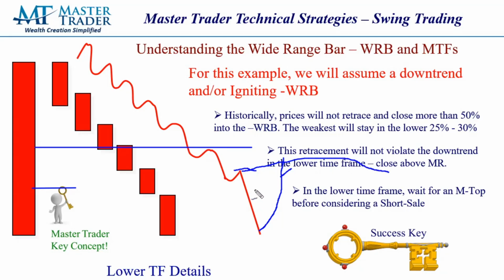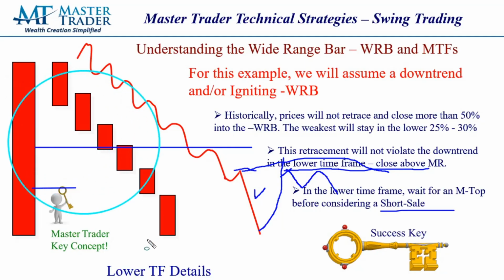And because this is a void here, what we're looking for is a retest pattern or an M-top to sell short. That type of situation, looking for prices to continue to go lower because of our higher time frame bias.